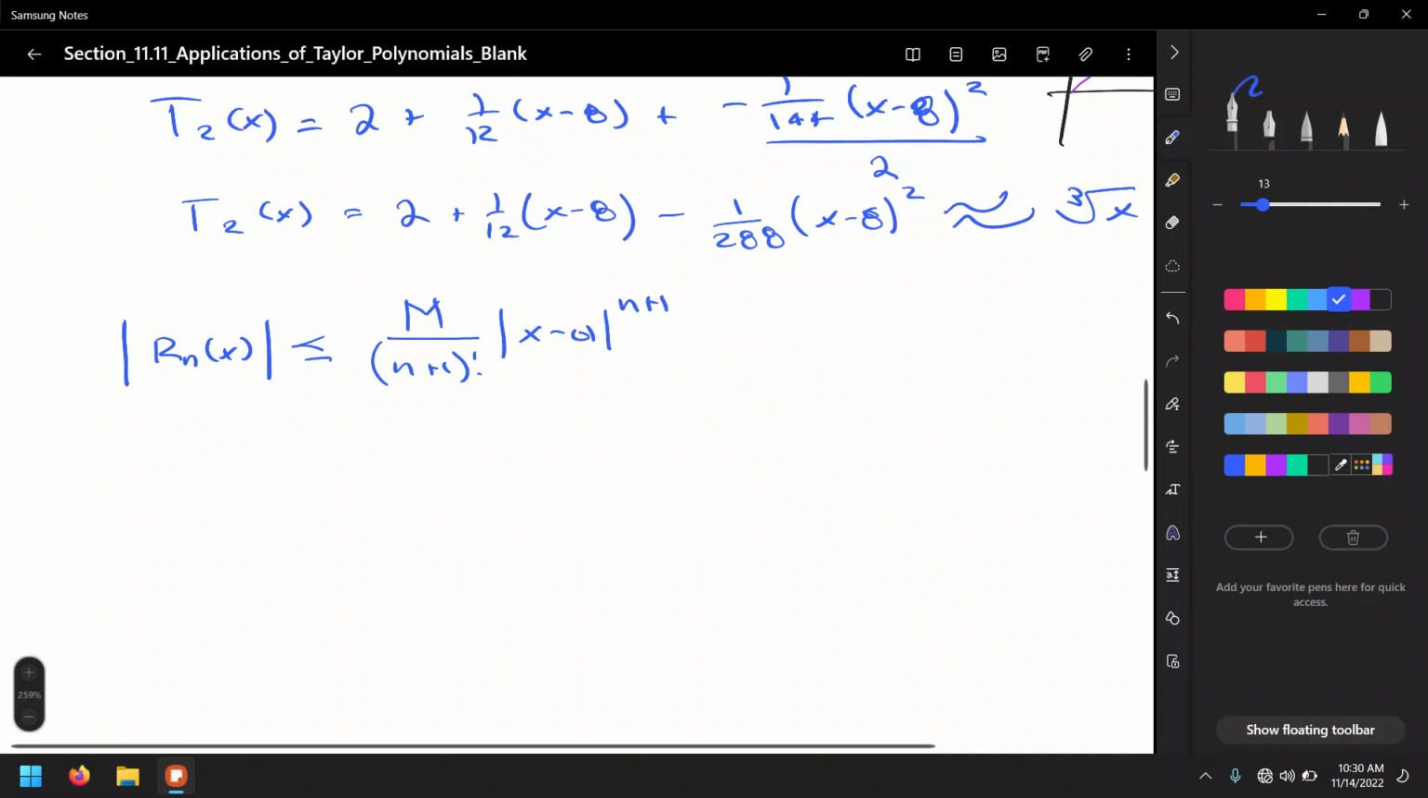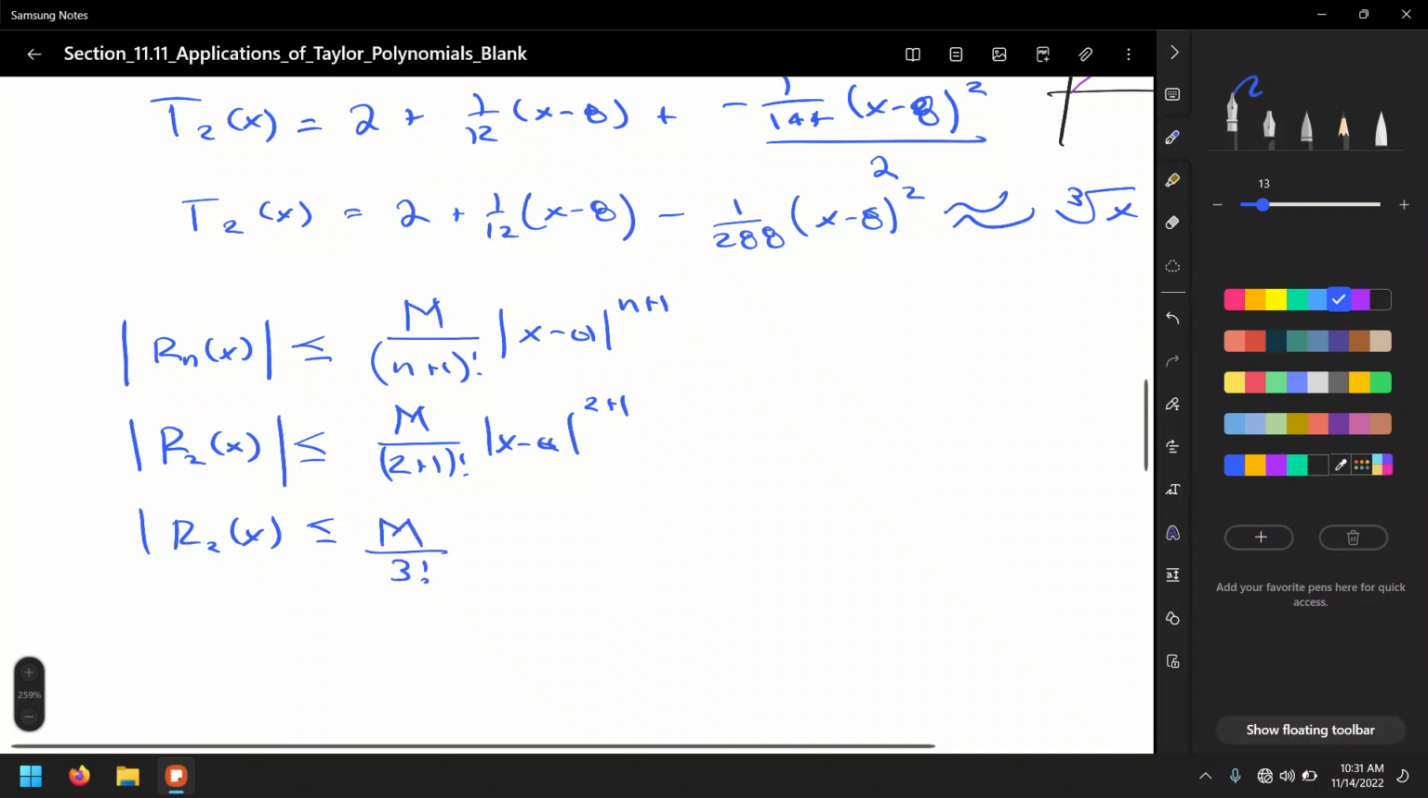So, for n equals 2, that's the remainder of just using the second degree polynomial. That's going to be all absolute value actually. Big M over (2 plus 1) factorial times (x minus a) to the 2 plus 1, R sub 2, is at most M over 3 factorial times (x minus a), and in this case a is 8, right?